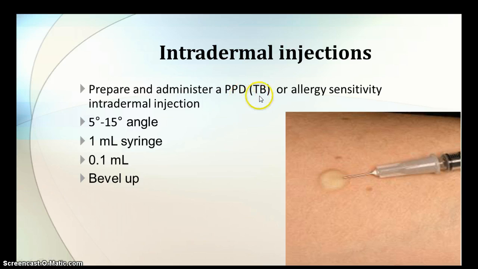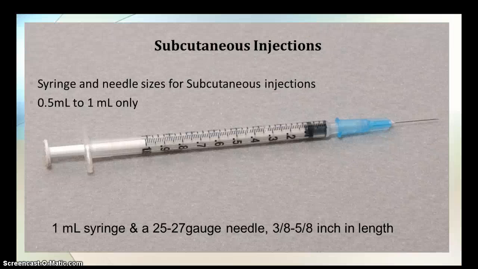Intradermal injections, most of the time that you're going to be doing this is for a PPD or a TB test. It is done for allergy sensitivity, but those are usually done in offices. And you can see where this is done bevel up. You can only use 0.1 mL, a very small syringe and a small fine needle. And you want this in the dermis. And this is what they call a bleb, B-L-E-B, or a wheal, W-H-E-A-L. If you do not have this, that means that you do not have the medication intradermally, which means it may not react the way we want it to react. So we'll practice that in lab too, so no worries about that.